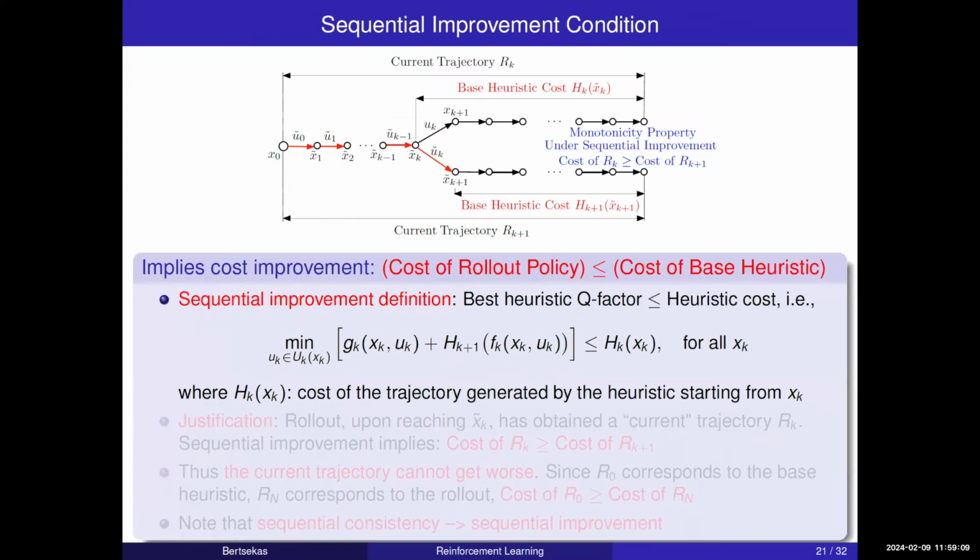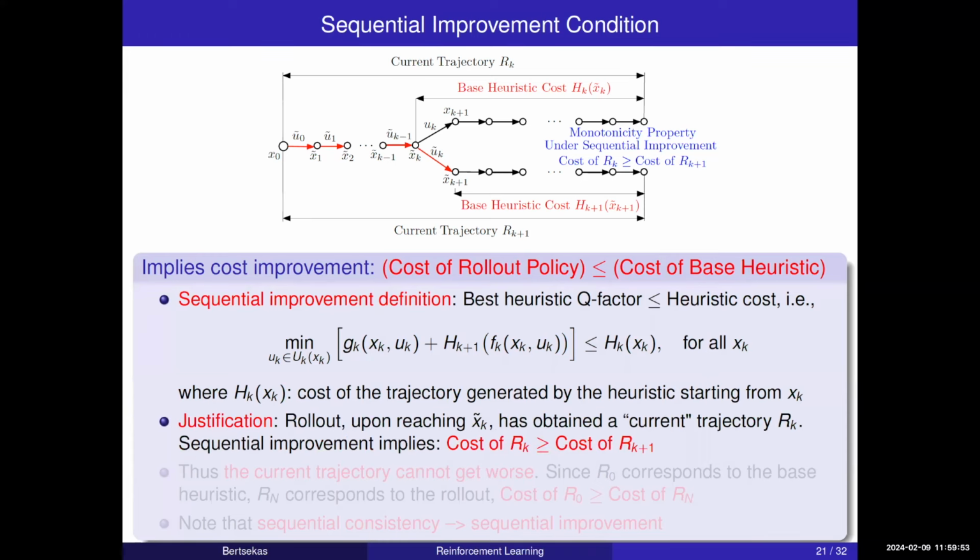Okay, so the sequential improvement condition, informally, it sort of means this. The cost of the rollout policy is at most the cost of the base heuristic. So here's the definition. The best heuristic Q factor is at most the heuristic cost. So if we take the minimization over the set of controls of the immediate cost plus the heuristic cost at the next state, xk plus one, this needs to be at most the cost of running the heuristic at state xk for all k. So this needs to apply to all xk. If this condition holds for all xk, then the heuristic is sequentially improving.